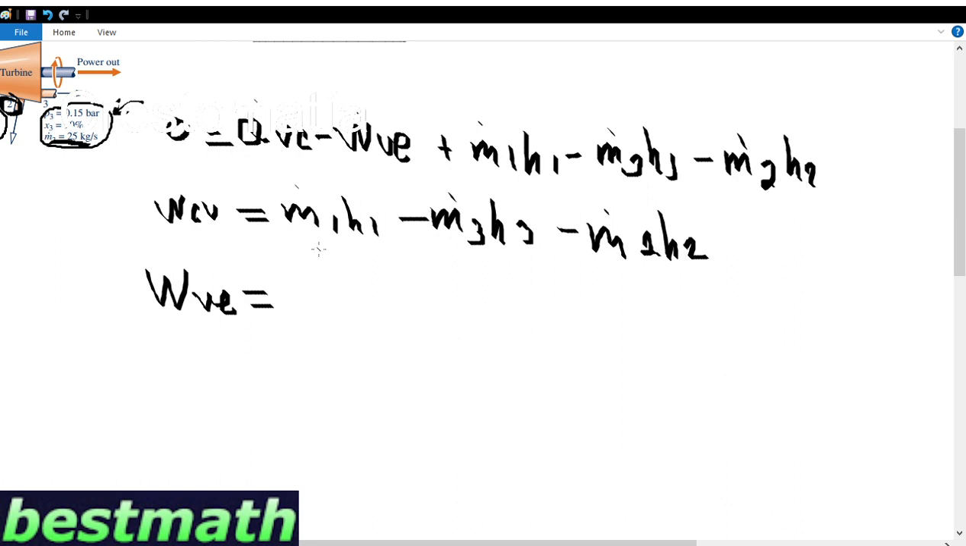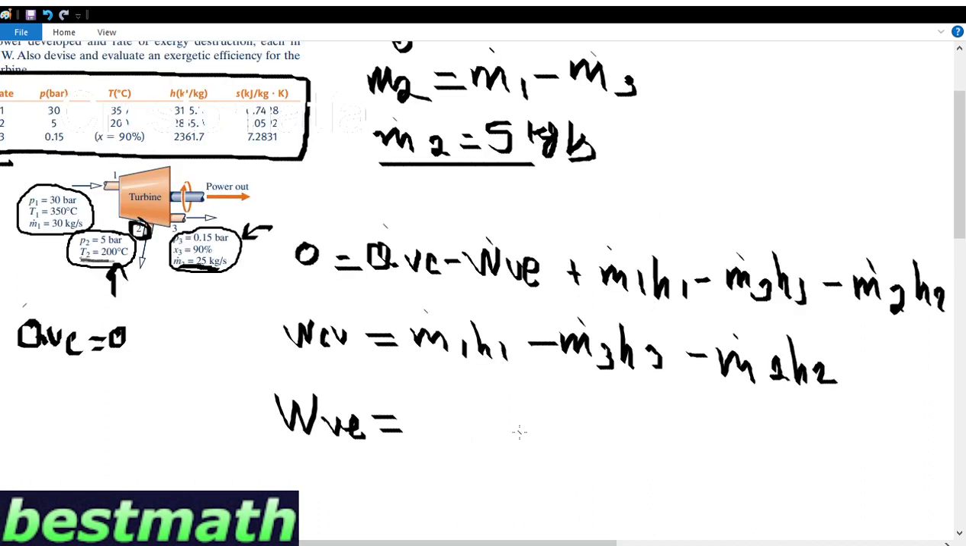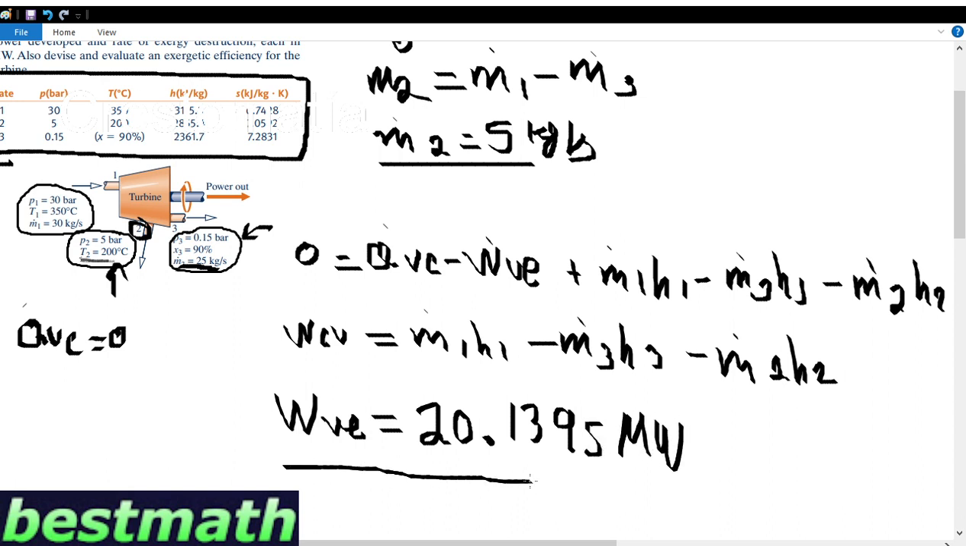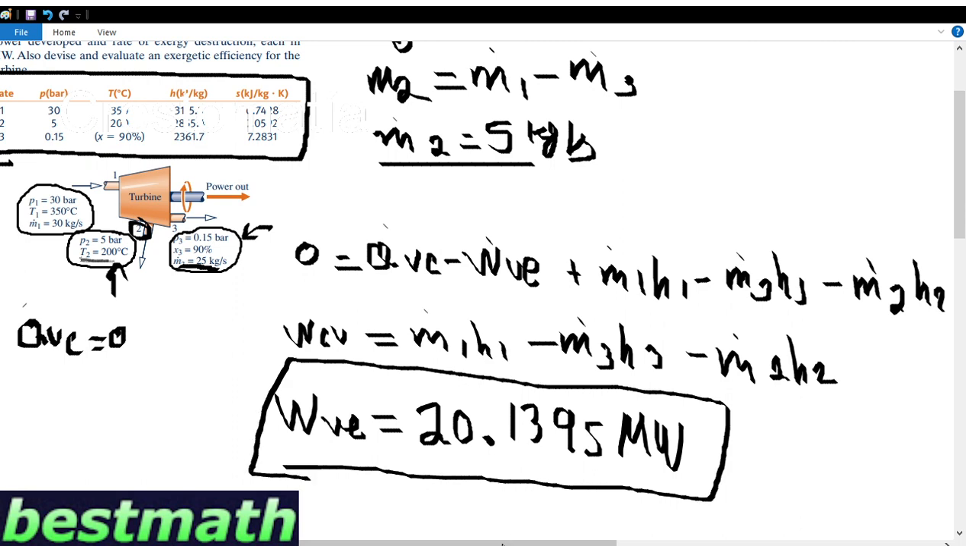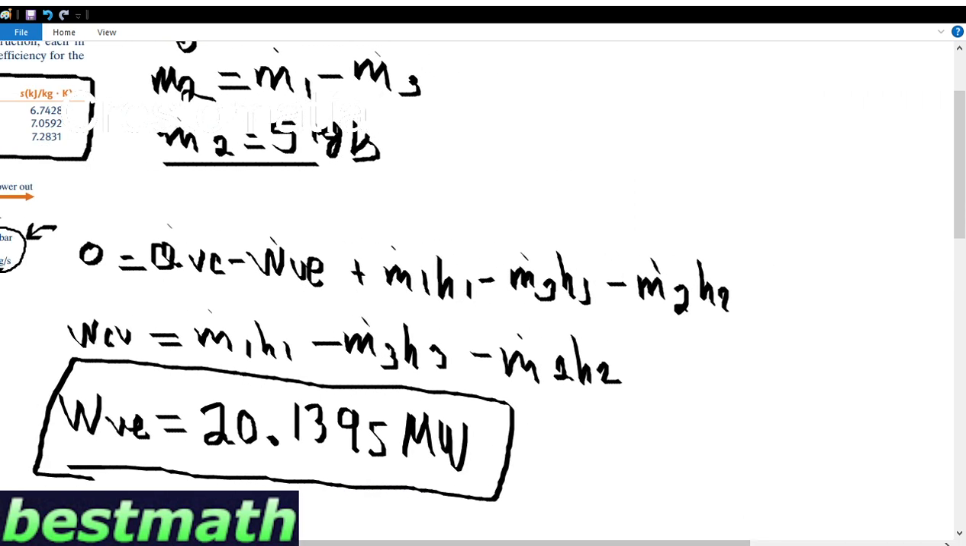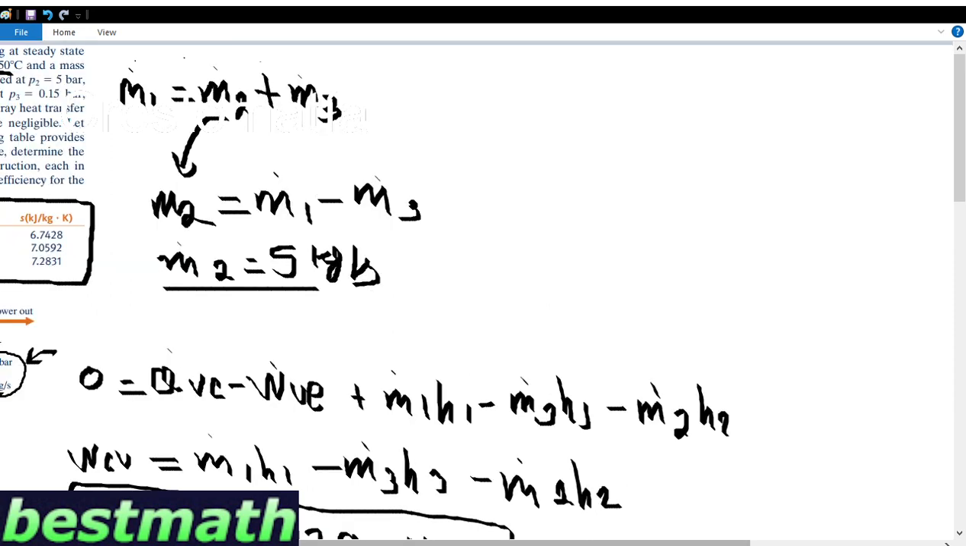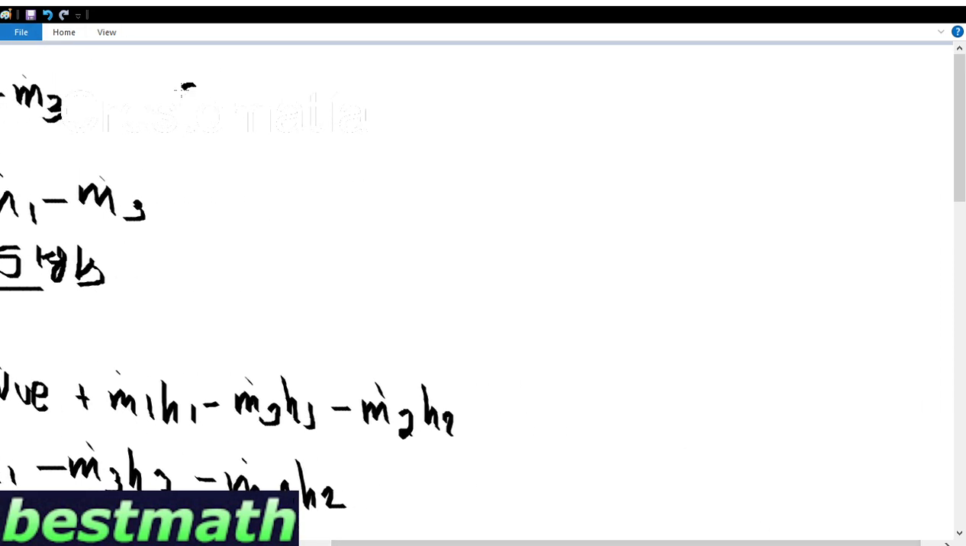Substituting, we then have that the power developed is equal to 30 kilograms per second times 3115.3 kilojoules per kilogram minus 5 kilograms per second times 2855.4 kilojoules per kilogram minus 25 times 2361.7 kilojoules per kilogram. Performing the operations, the result is that the power developed by the turbine is 20.1395 megawatts.